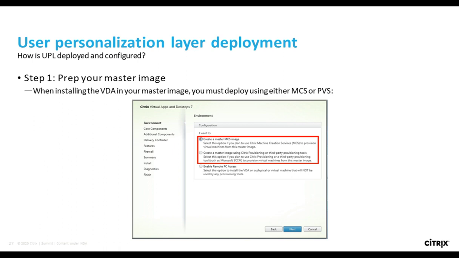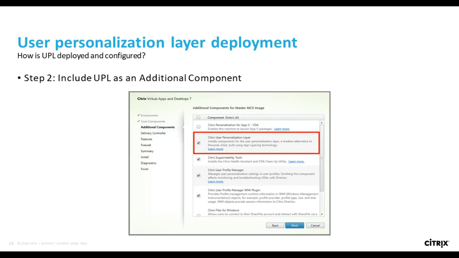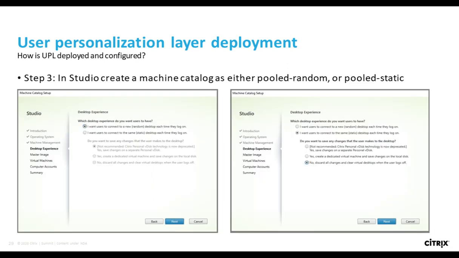So real quick, I want to run through the process for setting up UPL in a CVAD environment, and I think you'll see that it's really pretty simple. The first step is prepping your master image. During VDA installation, the catalog type you're going to select for this is either going to be MCS or PVS, because we're talking about non-persistent. Then you can include UPL as an additional component, which is a new option in the 1912 version of the VDA.